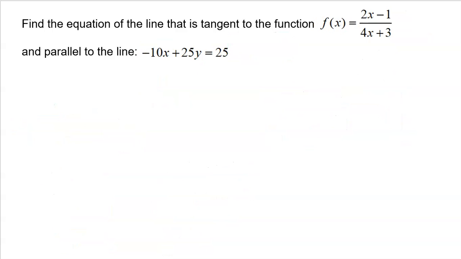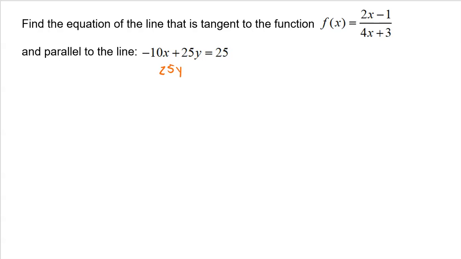So we're going to find the equation of the line that's tangent to the function (2x minus 1) over (4x plus 3) and parallel to the line 25y equals negative 10x plus 25. All right, so the first thing I need to know is what my slope is, because if I'm parallel, I instantly know I have the same slope. So that's actually going to save us a lot of time.